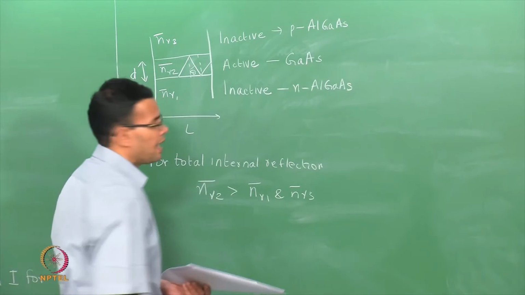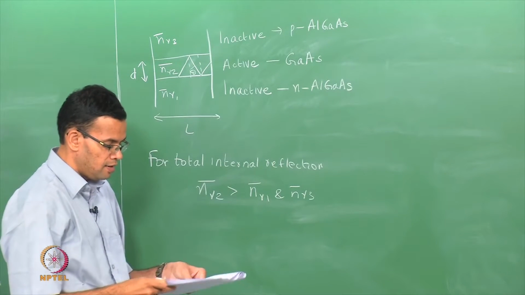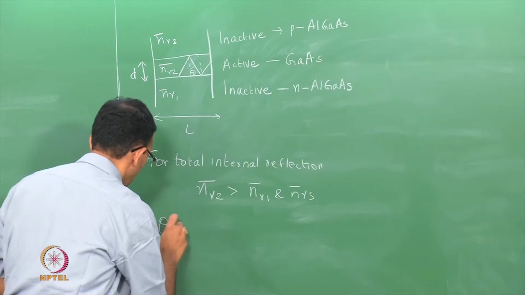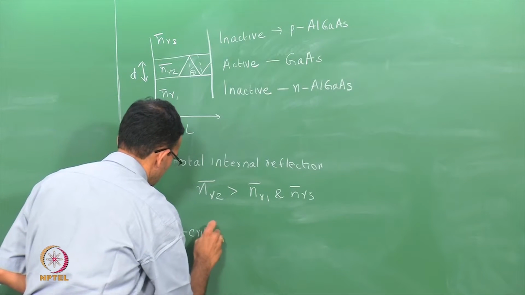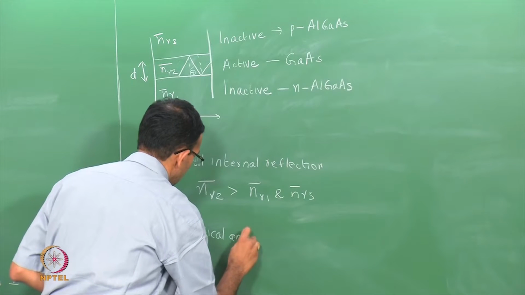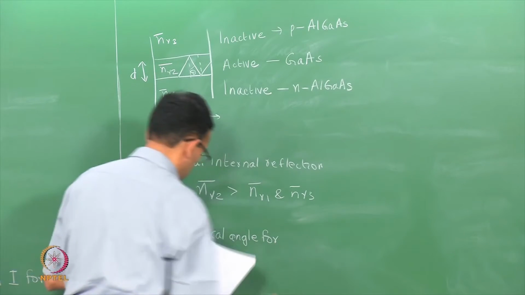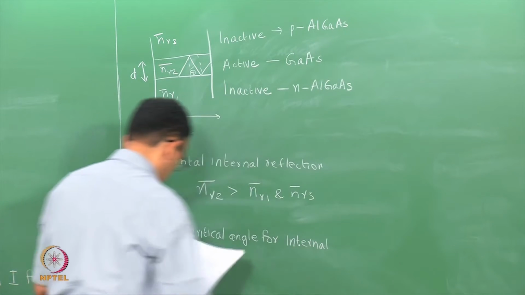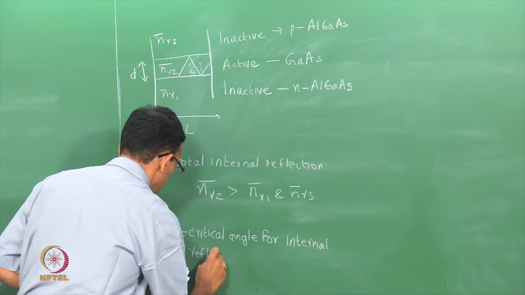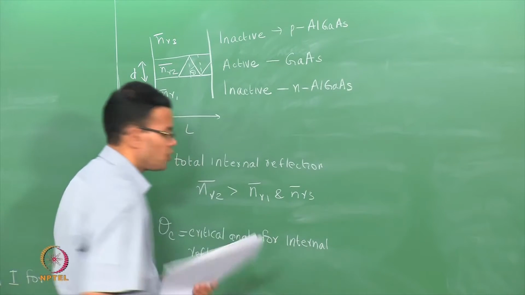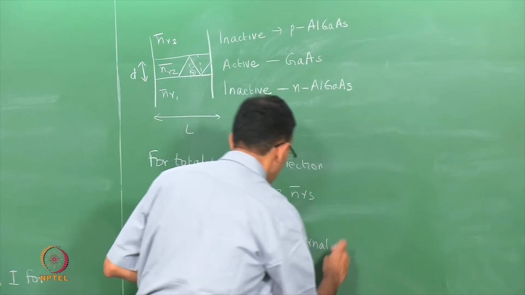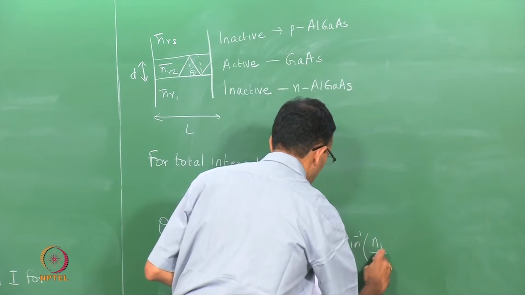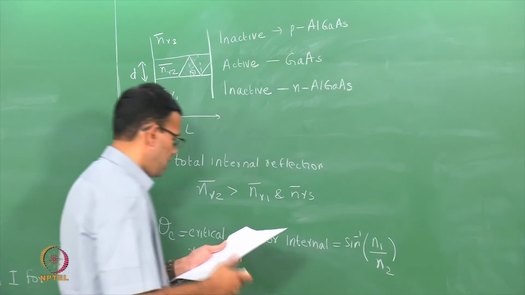So, we can define this angle theta, and the critical angle theta c for total internal reflection is given by theta c, which is nothing but sine inverse of N1 over N2.